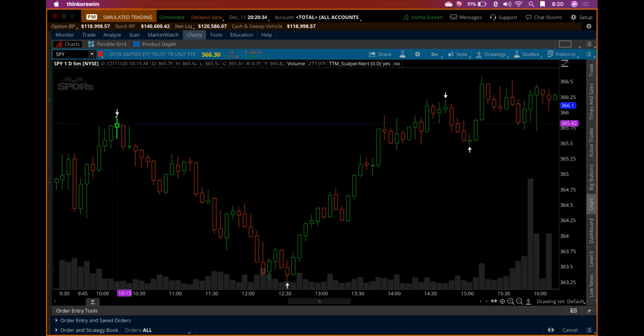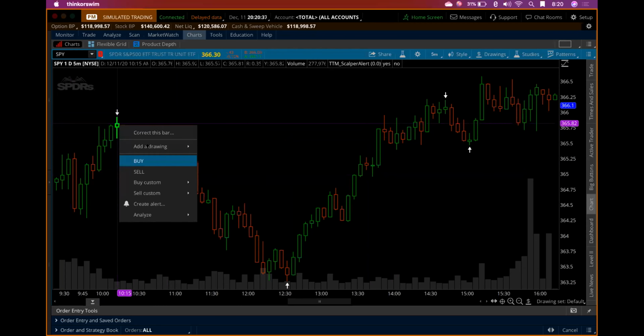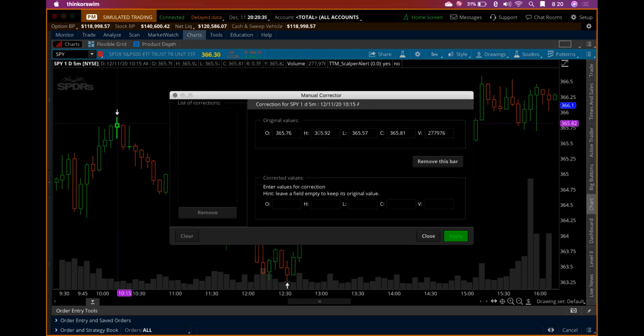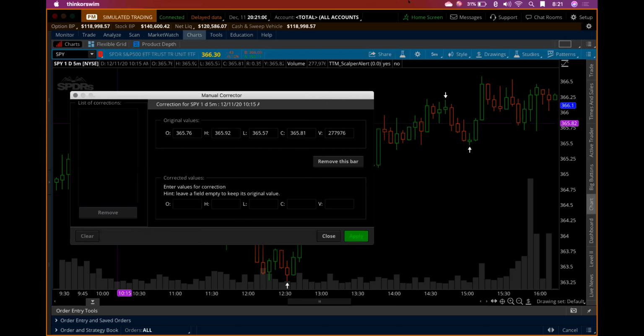So let's look at this candle. Can you see these numbers, guys? Okay. So this green candle right here opened at 365.76. It went as high as 365.92. It went as low as 365.57, and it closed at 365.81. So now I want you guys to tell me in the chat what number I should draw my resistance at.